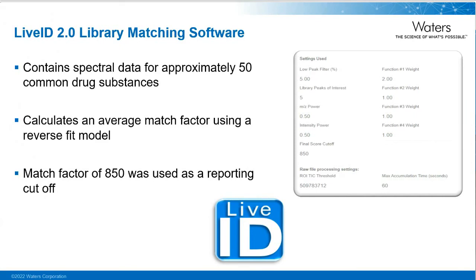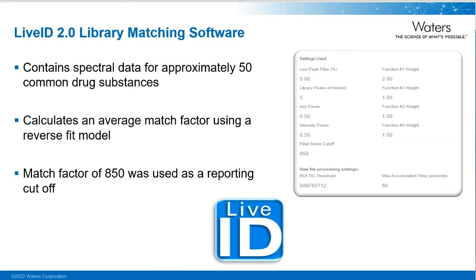LiveID library matching software was used to process the results. This can be done in real time, where the data is processed live whilst the acquisition is running, or the files can be processed post-acquisition. The software is very simple and easy to use, therefore not requiring expertise to interpret the results. The library contains approximately 50 compounds. However, this can be expanded and added to by the user.